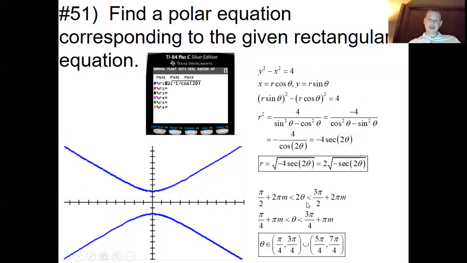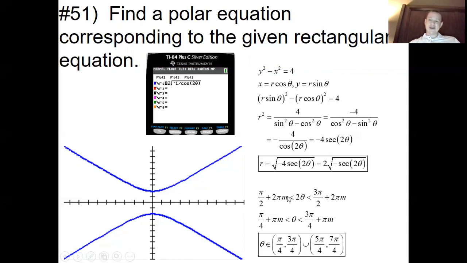And the reason I didn't include the less than or equal to, or greater than or equal to, is because I can't actually have cosine be 0, because then secant would be undefined, it'd be an asymptote there, and this function would also not be defined.